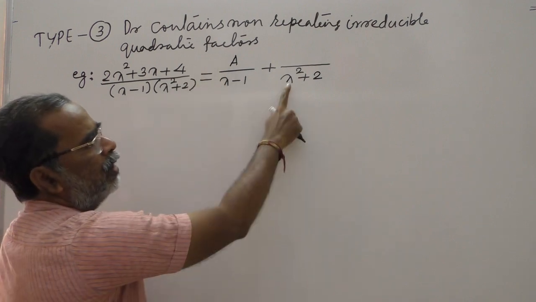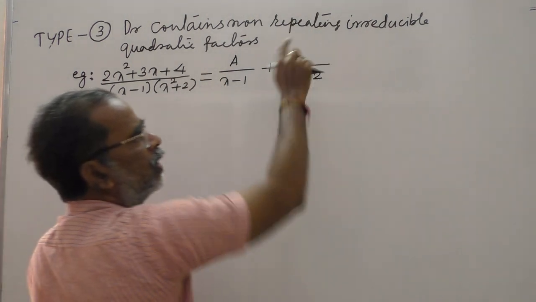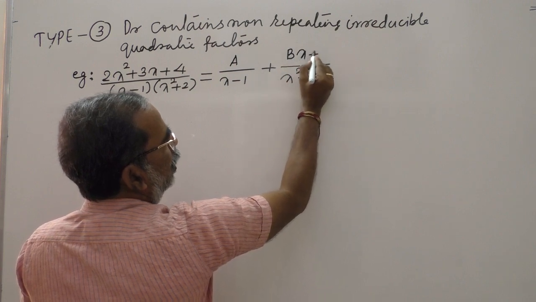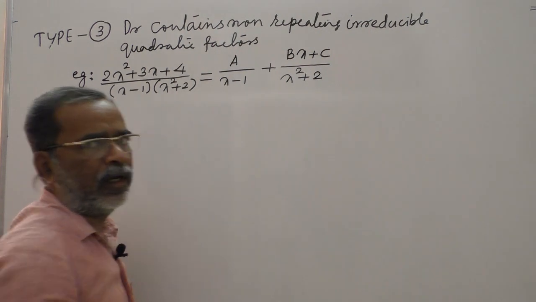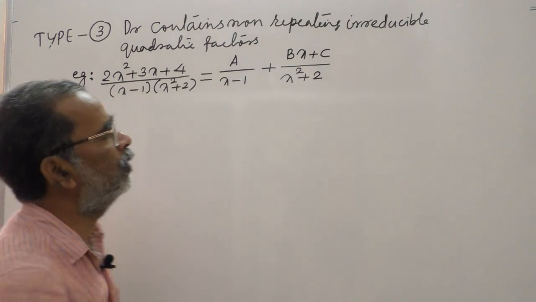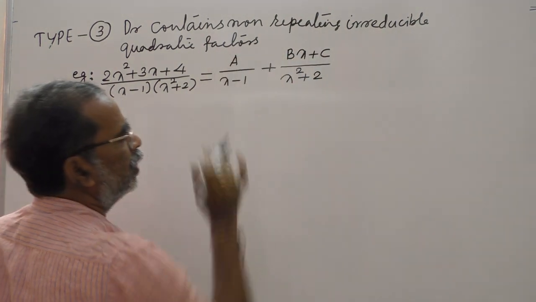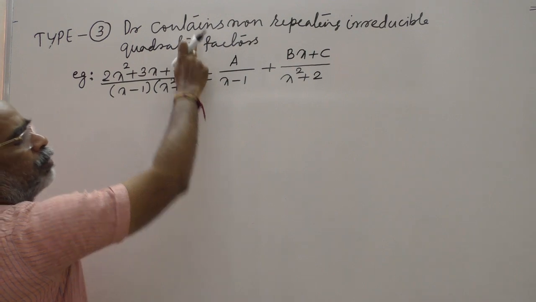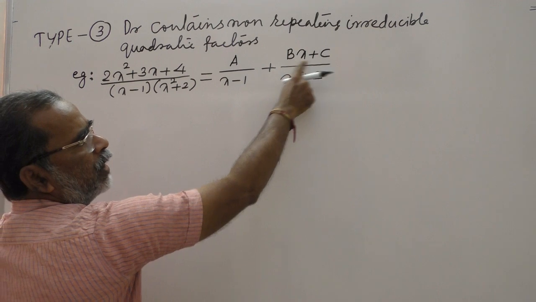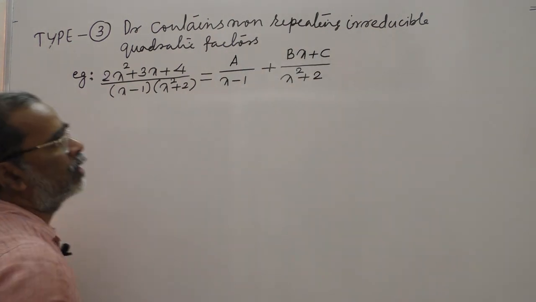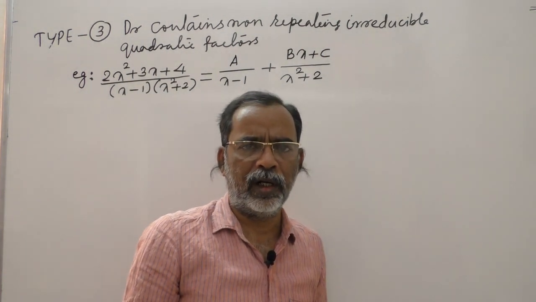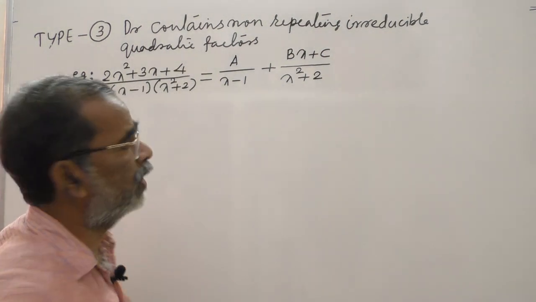For a quadratic factor, one degree less means we should take a linear factor, that is bx plus c. The general form of a linear factor is ax plus b, px plus q, etc. So bx plus c is a linear factor. So this is type 3. When irreducible quadratic factors are there, you are supposed to take a linear factor in the numerator. Remaining everything is the same: taking LCM, equating numerators, finding the values of A, B, C, you will get the answer.